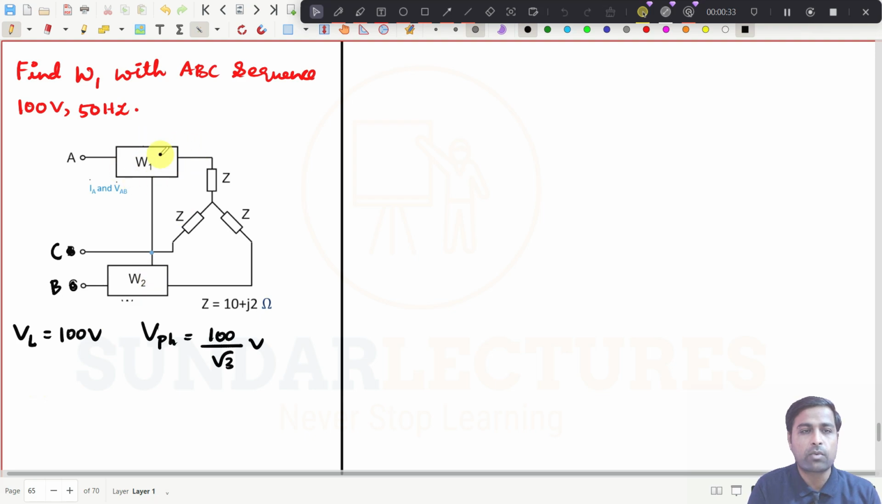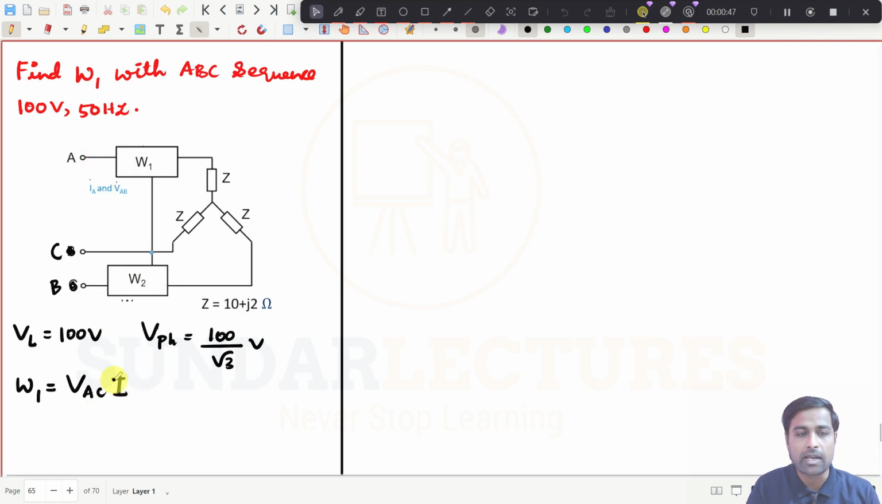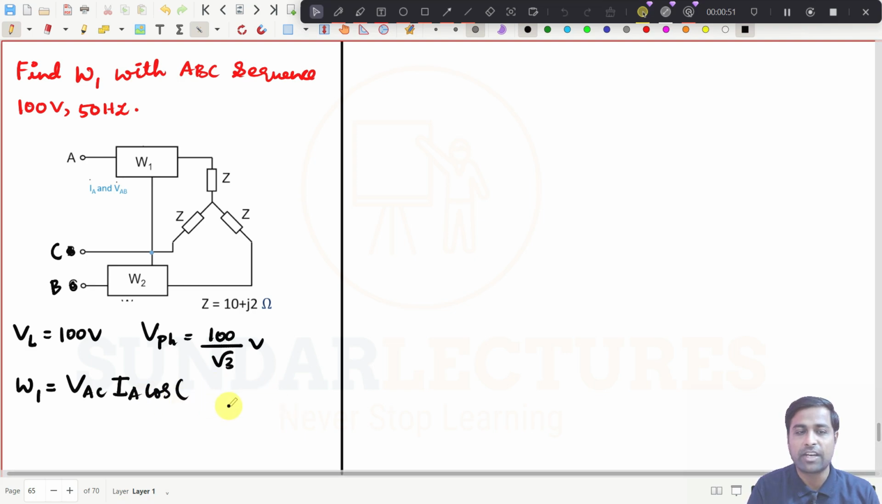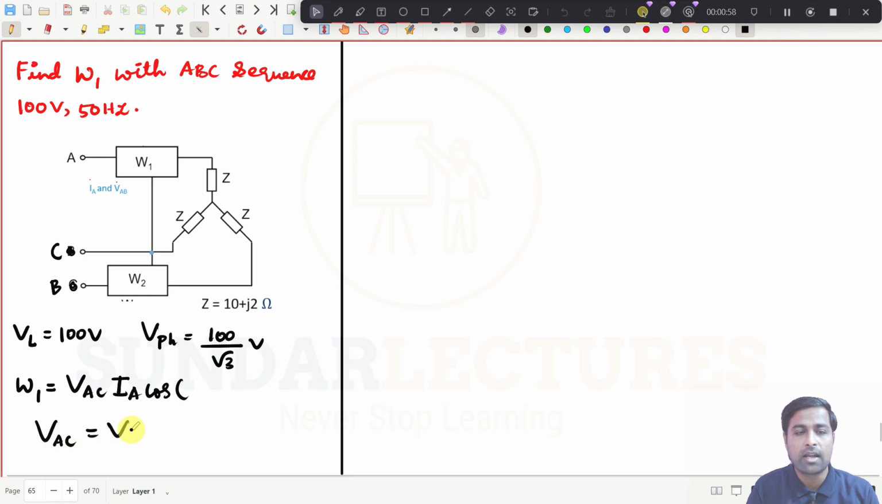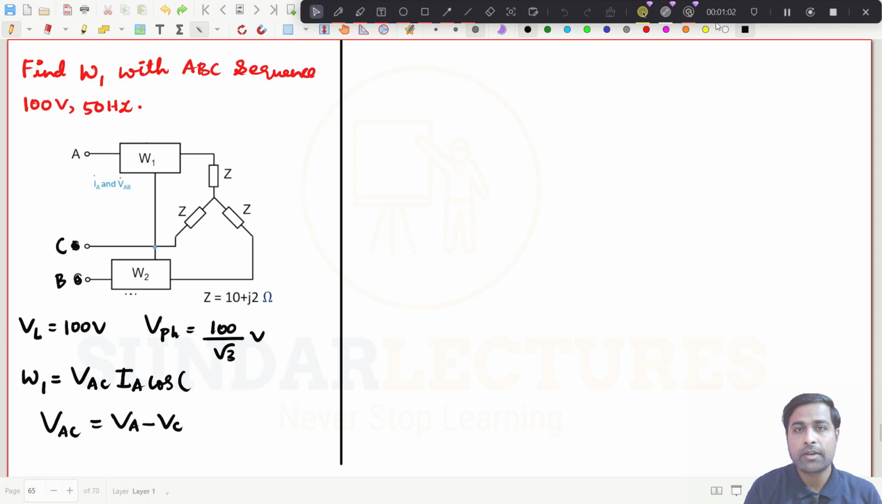Now if you are going to find W1, the formula will vary here. W1 will be equal to VAC now. Between A and C the wattmeter is connected, and the current is the same, IA, right? This will be IA, and we need to find the cos of the angle. And obviously VAC is equal to VA minus VC.